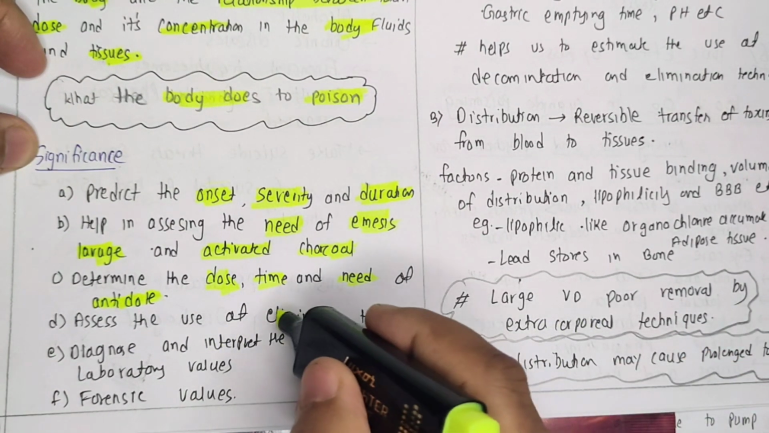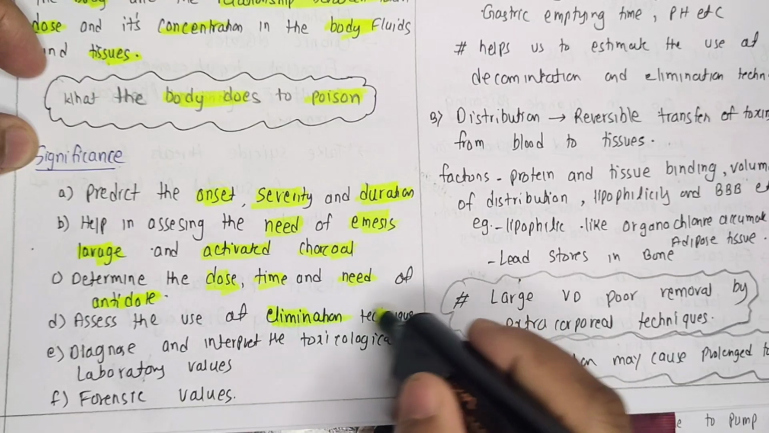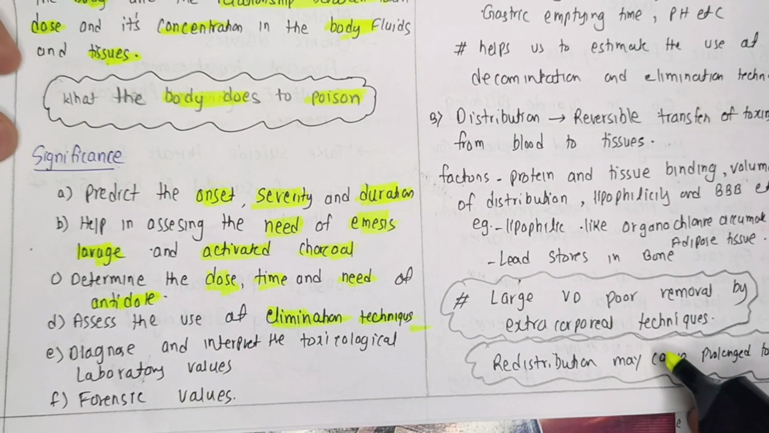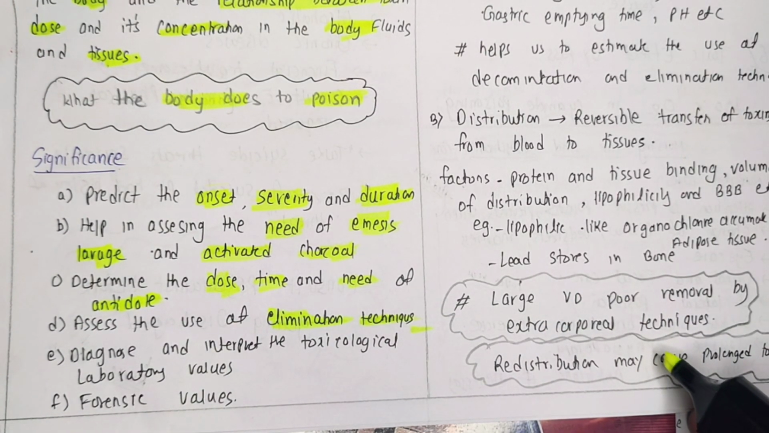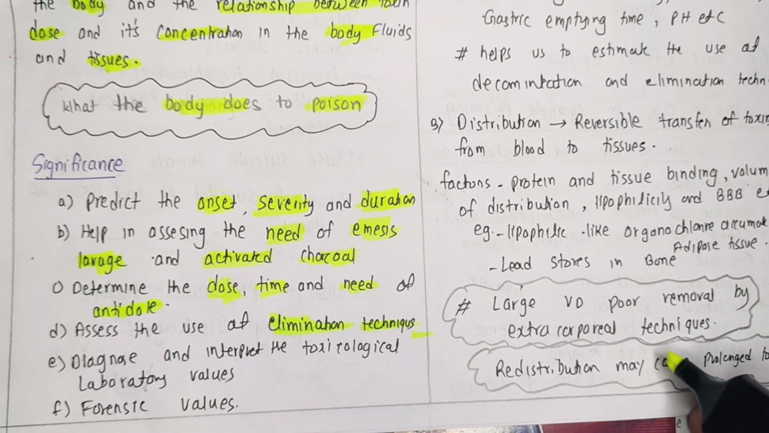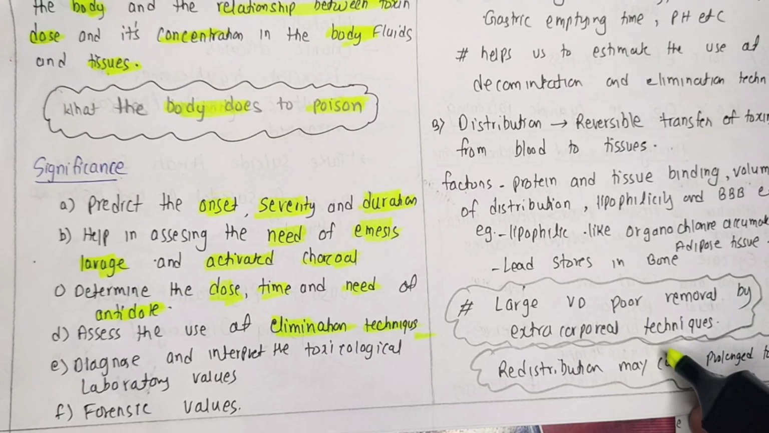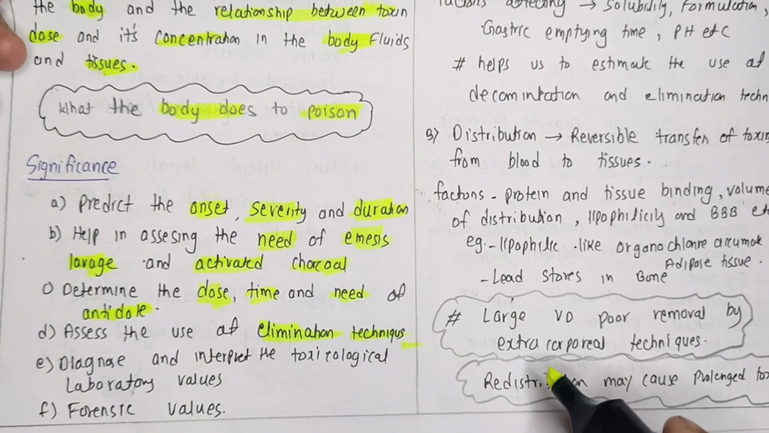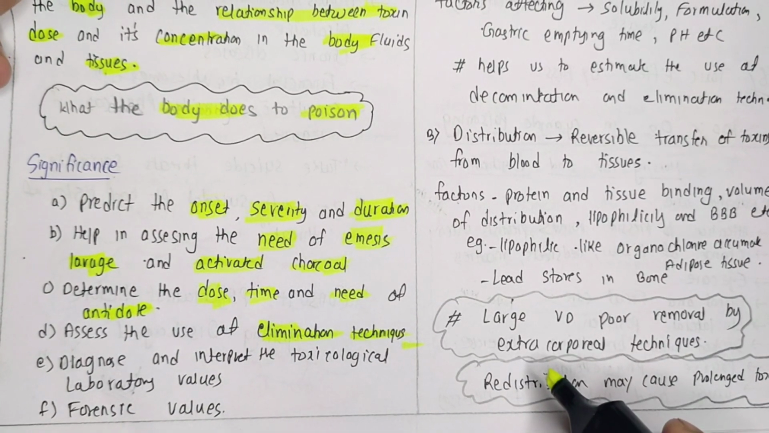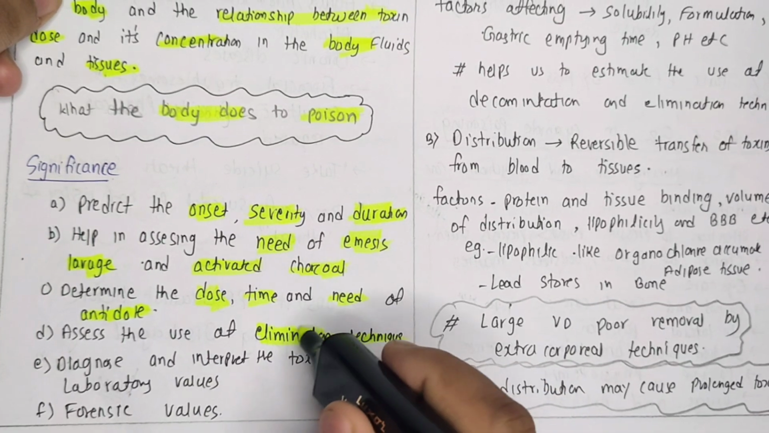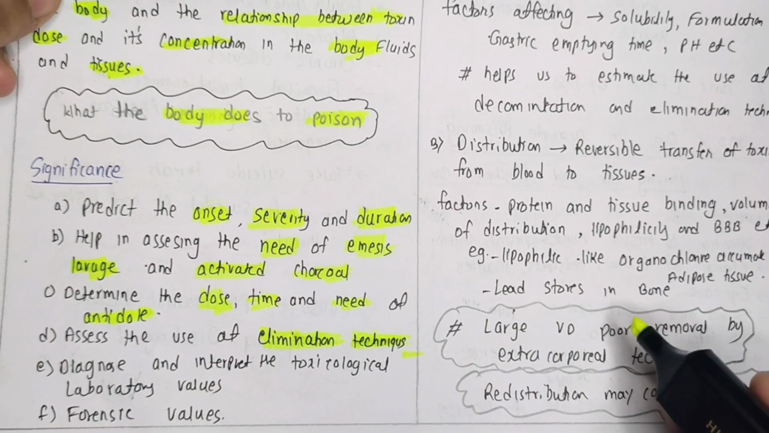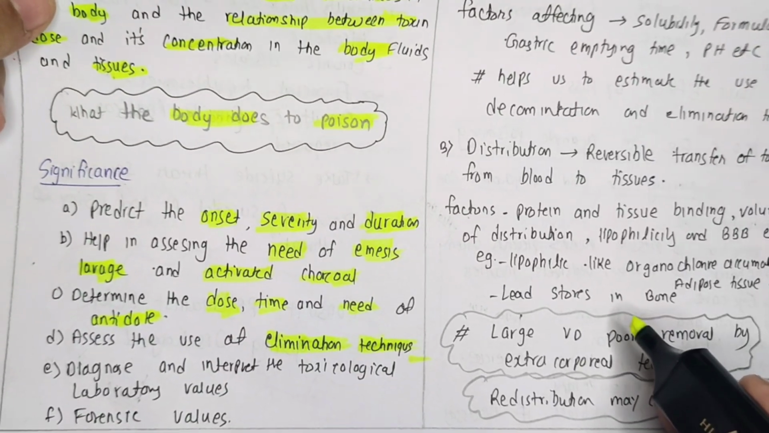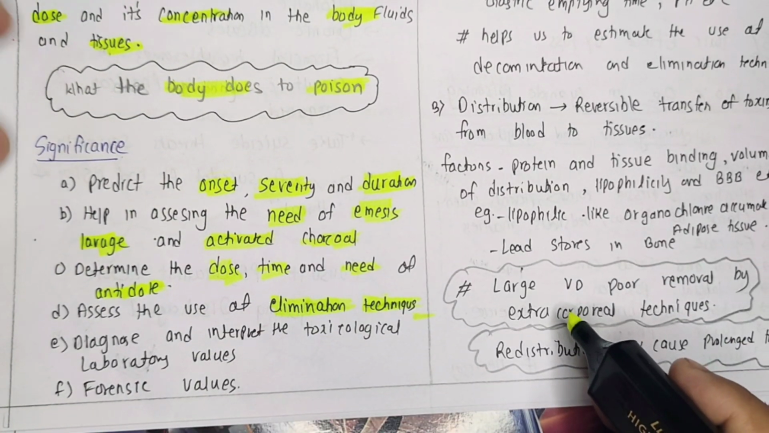Similarly, it will help us understand whether elimination techniques can be used or not. If some substances readily bind to plasma proteins or to tissues, then even if we use extracorporeal techniques, these drugs are not freely available, so they will not be removed by extracorporeal techniques. And if some drugs are largely available in the blood in the free state, those will be readily removed by the application of extracorporeal techniques. So that idea also we will get from the study of toxicokinetics.